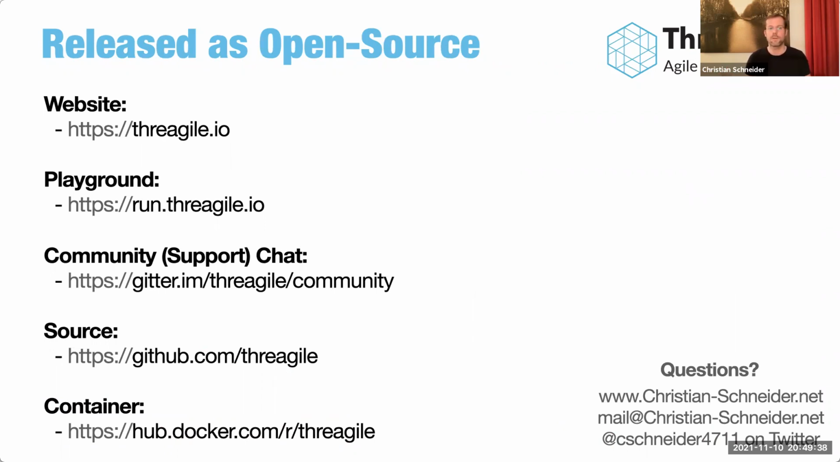It also has a playground, run.Threagile.io. That's just a Docker container run in server mode. So if you do not want to download it directly, you can still play with some sample things there. And there's a chat in Gitter, and the source is on GitHub. And also a container on Docker Hub. So feel free to give it a try. And I'm really looking forward to any discussions and questions here.